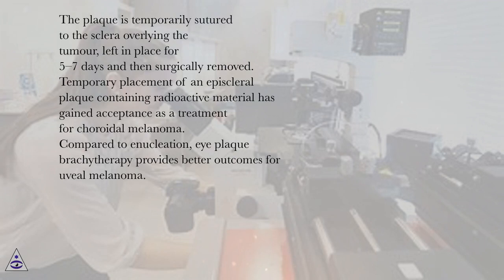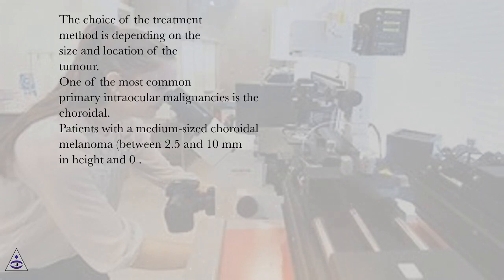The plaque is temporarily sutured to the sclera overlying the tumor, left in place for 5 to 7 days and then surgically removed. Temporary placement of an episcleral plaque containing radioactive material has gained acceptance as a treatment for choroidal melanoma. Compared to enucleation, eye plaque brachytherapy provides better outcomes for uveal melanoma. The choice of the treatment method depends on the size and location of the tumor.